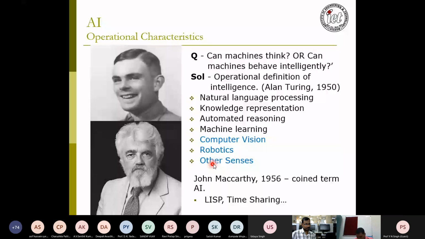And then the theory of cognitive science: whether the machine is able to sense, hear, smell, or taste. With these types of capabilities, you can say the machine is certainly intelligent. Okay, so these are the contributions of Alan Turing in 1950. Of course, in 1956, McCarthy coined this term, artificial intelligence.